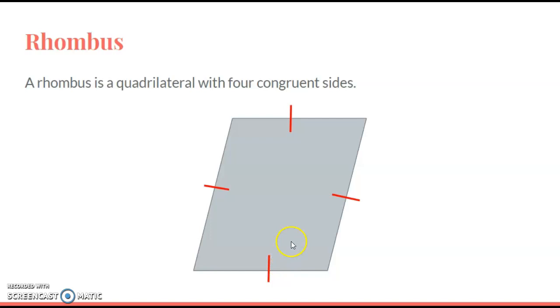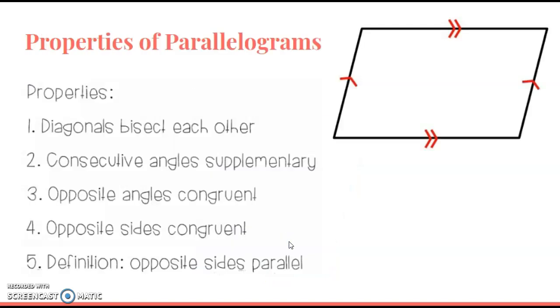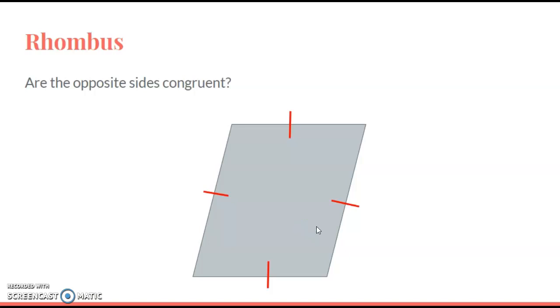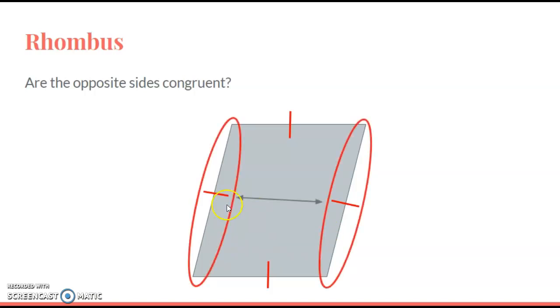Now again, we're going to look at our properties of parallelograms, and this time I'm going to choose to focus on the fourth one, opposite sides are congruent. And I'm going to ask the question, are the opposite sides congruent in a rhombus? Are the two sides here the same length? Are they opposite sides? And yep, this one is marked the same as this one. So the right and left sides are congruent to each other.